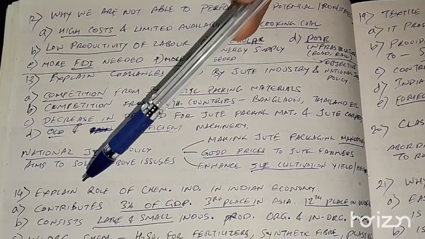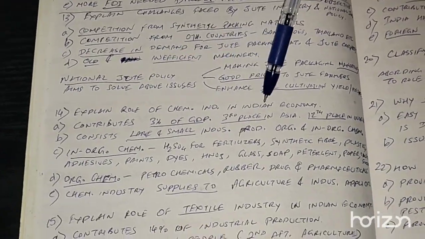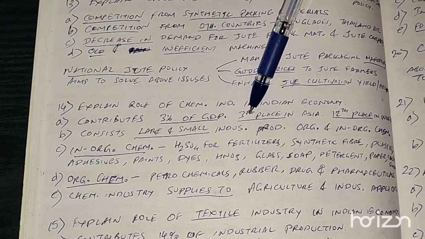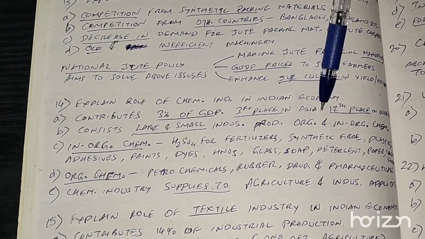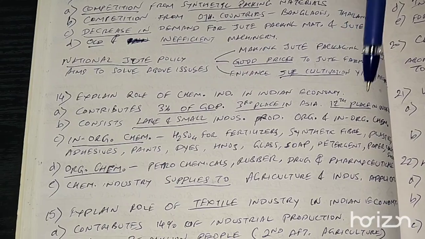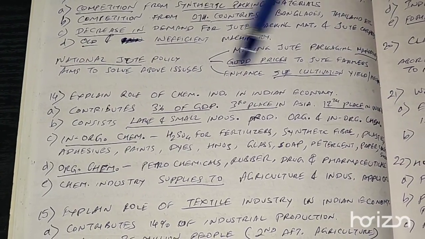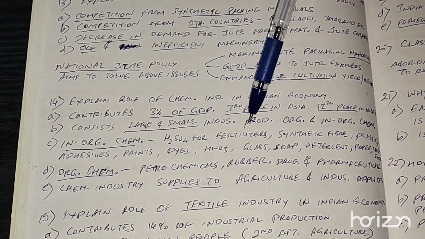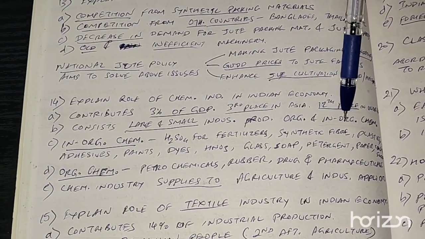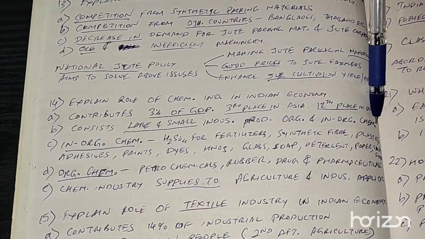Explain the role of the chemical industry in the Indian economy. It contributes 3% of GDP. The chemical industry in India is in third place in Asia, and it is 12th place in the world. It consists of large and small industries producing organic and inorganic chemicals.